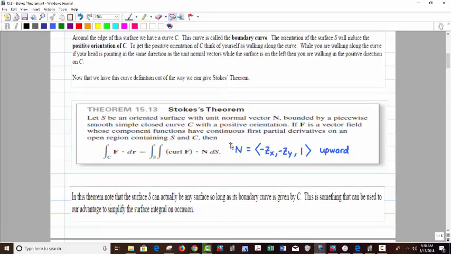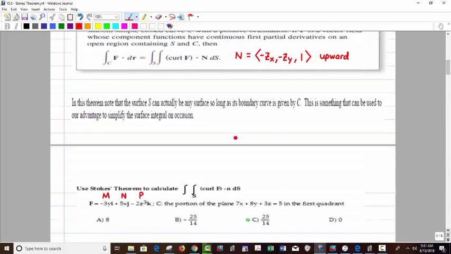Not that it matters, but it's going to be the same vector, negative zx, negative zy, 1, and then we'll have to get the curl. Remember, the curl was that vector we have a formula for. Okay.